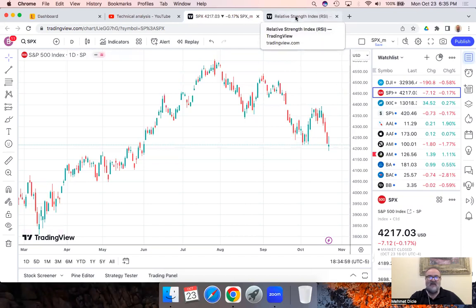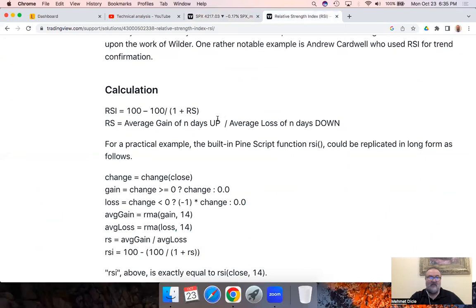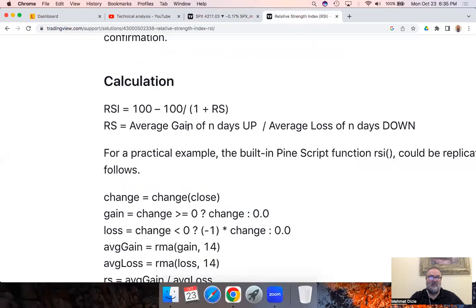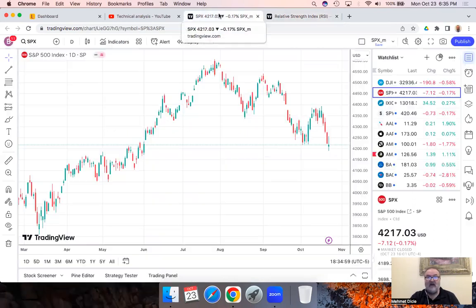The relative strength index is actually calculated through a formula, and I just basically Googled it, using TradingView's explanation of what a relative strength index is, and it is a formula. It's 100 minus 100 over 1 plus RS, the average gain of N days up over the average loss of N days down. And it's a very simple, yet, in my opinion, very powerful technical analysis tool.